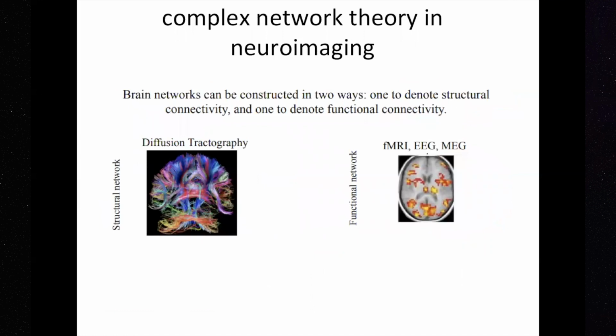It could be the white fiber tracts or the functional connections, as I'll highlight in a couple of slides. So here you see that we can construct brain networks basically in two ways. One denotes the structural connectivity, so here we speak about structural networks. For example, you can do this by DTI, so diffusion tractography, by counting the streamlines, the white fiber streamlines. Or we can construct functional networks, for example from fMRI, EEG, or MEG, which are constructed based on the large-scale temporal coherence of fluctuations of signals across time.